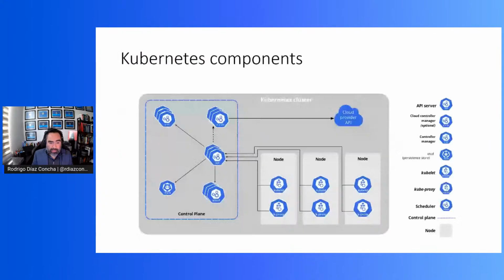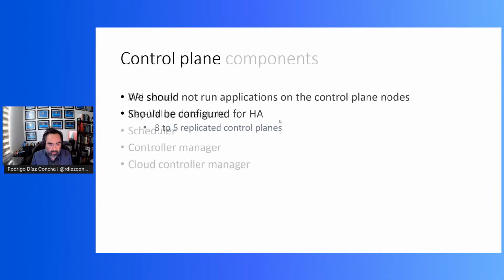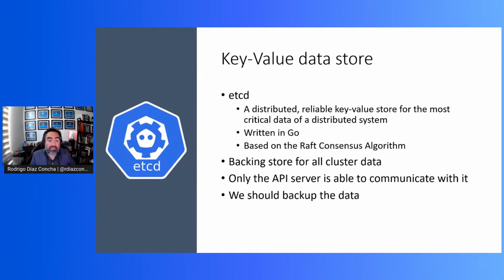So if I go back here to the diagram, as you can see here, the API is going to be the one that all the nodes and your applications and your tools are going to use to communicate to the cluster. Okay, so let's go back here to the next one, which is the key value data store.